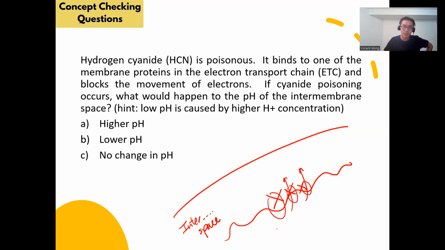If you're not allowed to pump H plus into the intermembrane space, you would have less H plus, right? Because the cyanide blocks you, right? So with less H plus, what's going to happen to your pH? Less H plus means higher pH, right? It says low pH is caused by higher H plus. So low H plus is higher pH. Does that make sense?